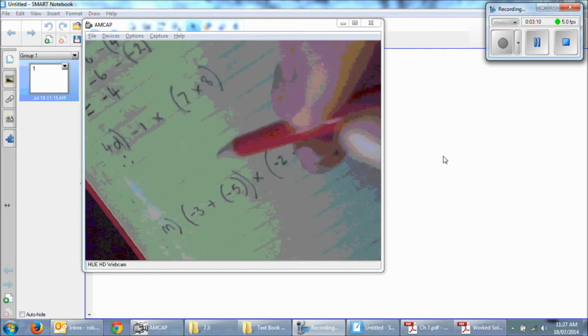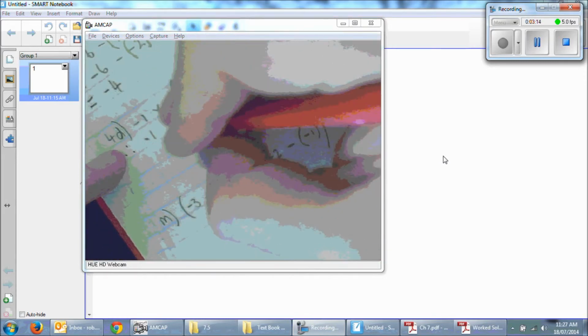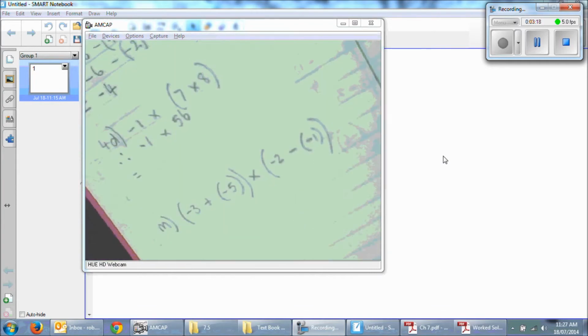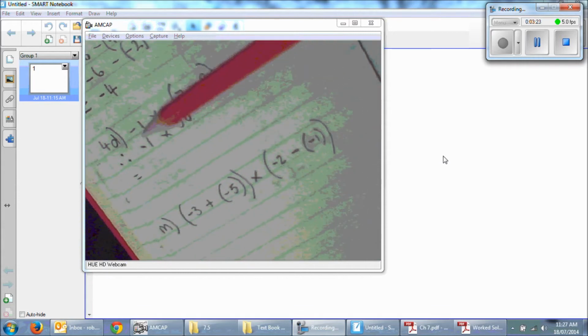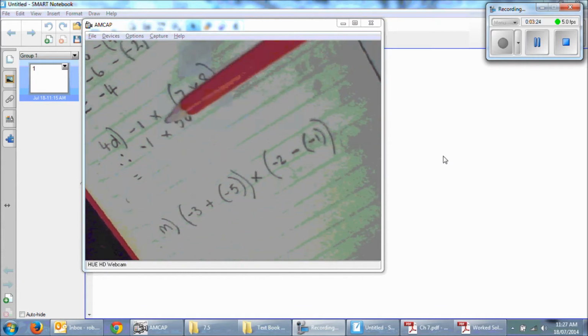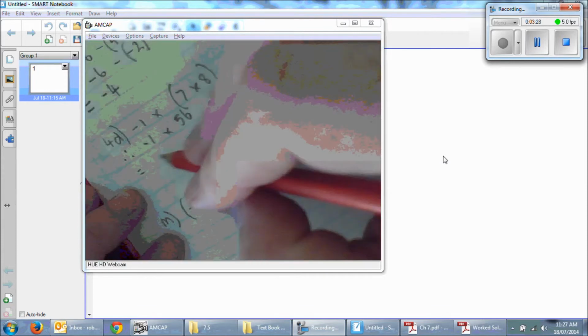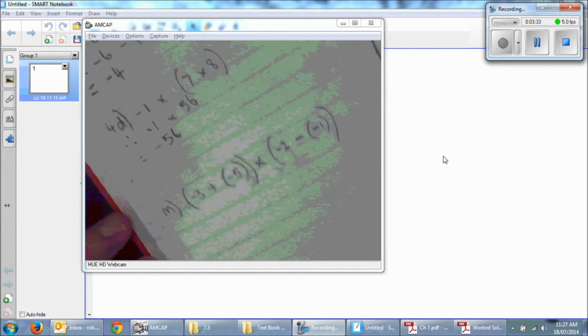Alright, so 7 eights are 56. And then here we have negative 1 times 56. So 1 times 56 is obviously 56, but we have a negative and a positive, which means that our answer becomes negative. Okay?